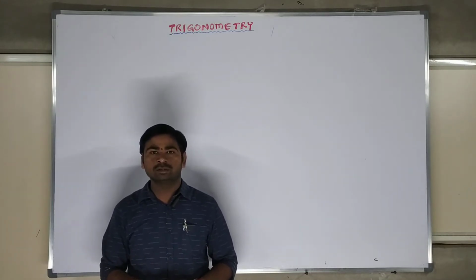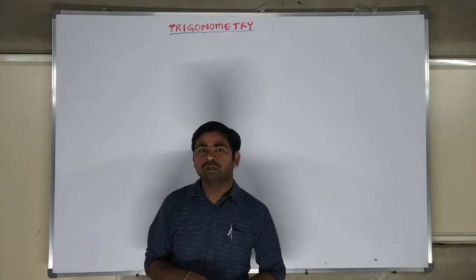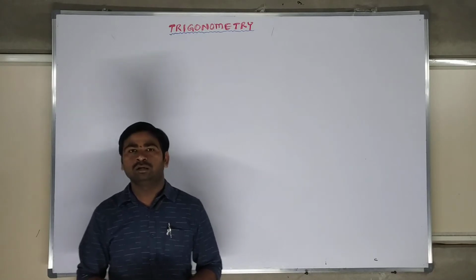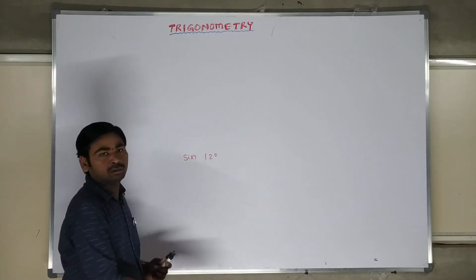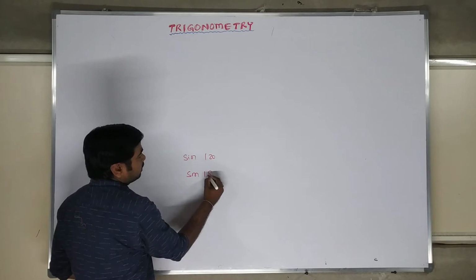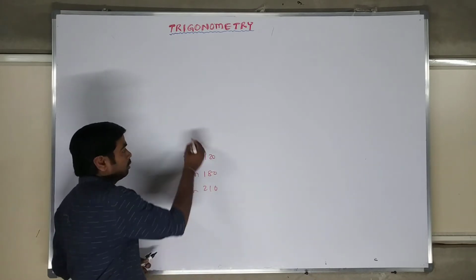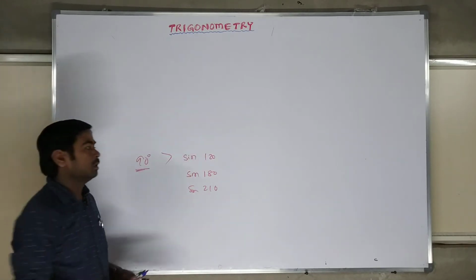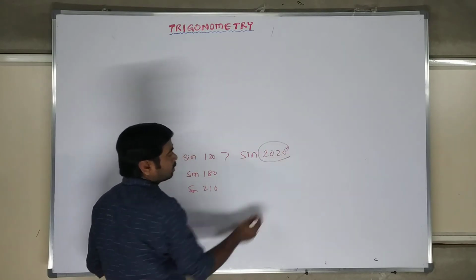Today we are going to discuss angles of more than 90 degrees, that is, the trigonometric components for angles greater than 90 degrees. How do you calculate them? For example, sin 120 degrees, how do you calculate it? Sin 180 degrees, how do you calculate it? Sin 210, how do you calculate it? Let us also go for sin 2020, how do you calculate it?